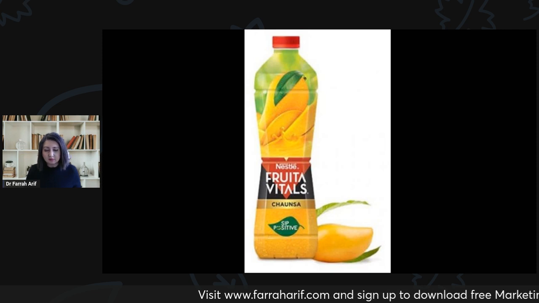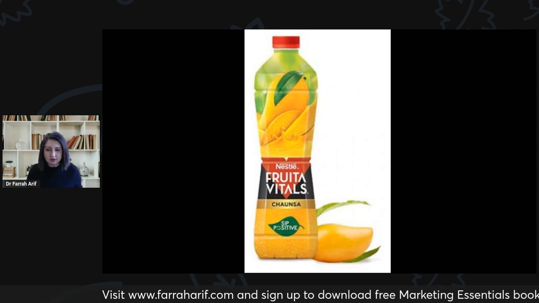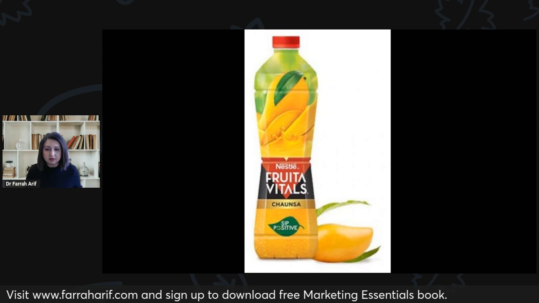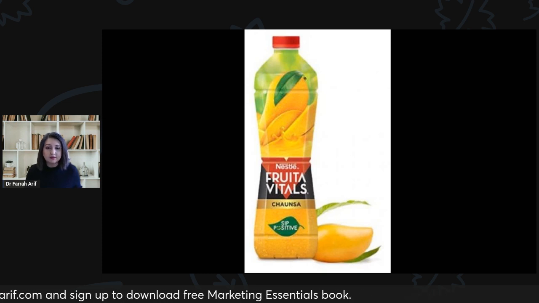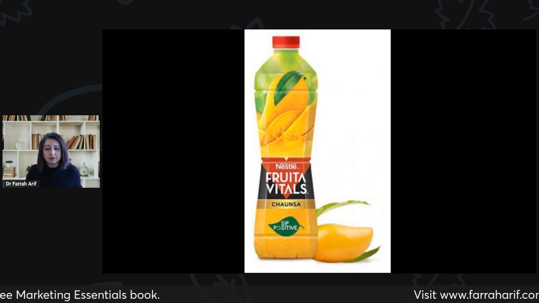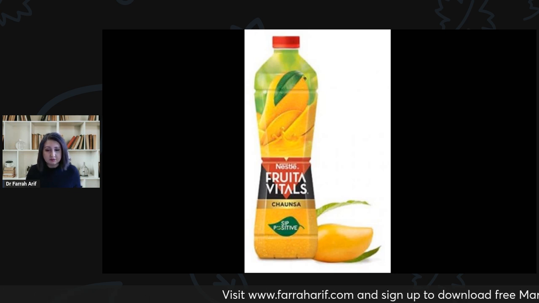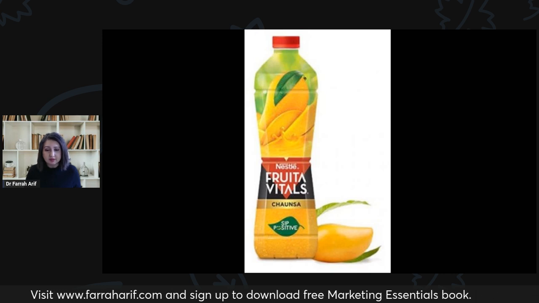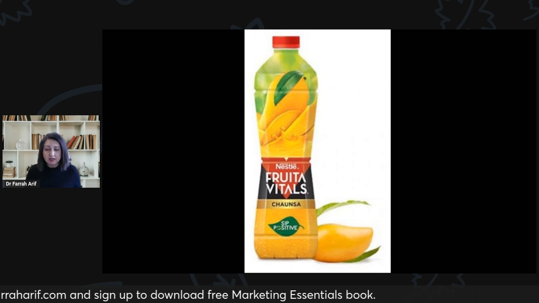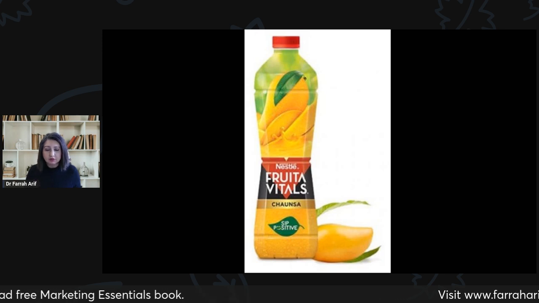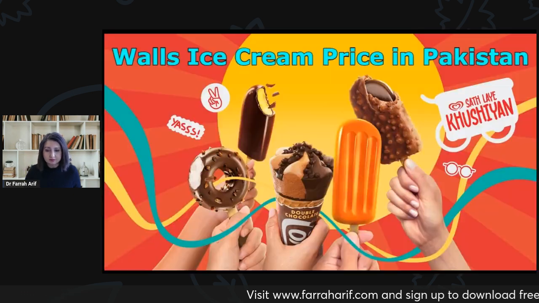So this is an example of product. It's Fruta Vitals. It's a Nestle product. Now, it used to be in Tetra packaging. Now it is in a PET bottle. Now, I'm sure the Nestle team must have identified the sweet spot. Then they must have identified the target market. And then they changed the product features to cater to the needs of that particular target market.